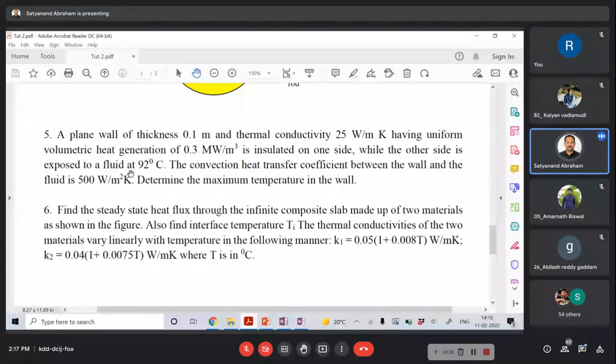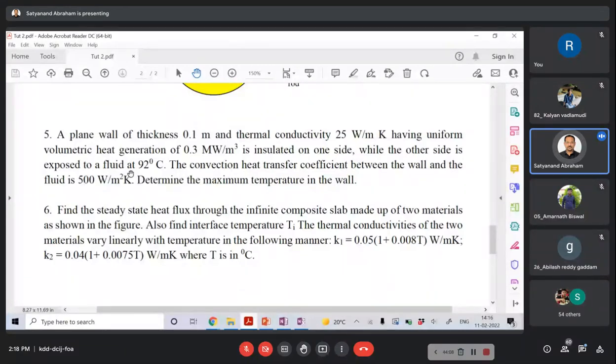Okay. So this is the basic equation we derived, with one side insulated, or we can say the center side insulated, and the outer side having convective heat transfer. The same condition, same equation we can use. It is given that one side is insulated, while the other side is exposed to the ambient. So determine the maximum temperature in the wall. Maximum temperature, obviously, is going to happen at the insulation side.